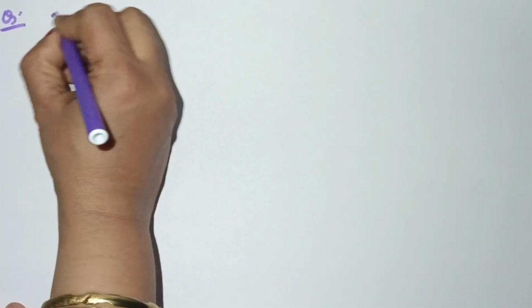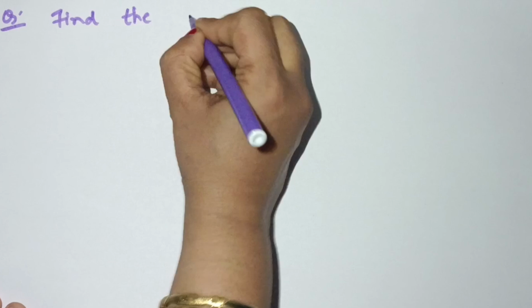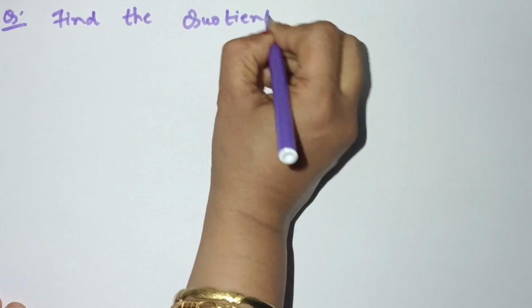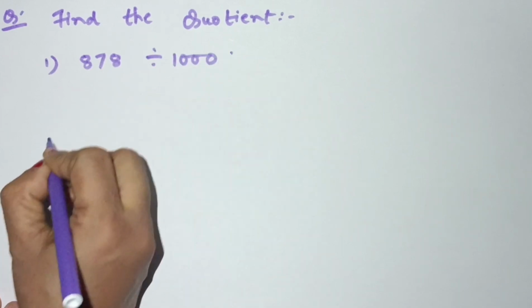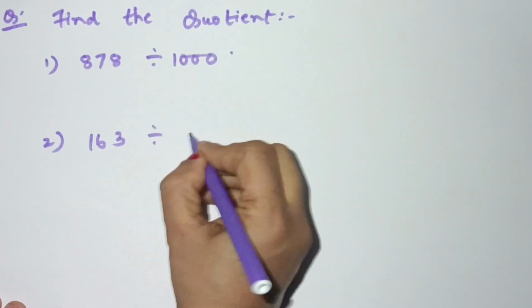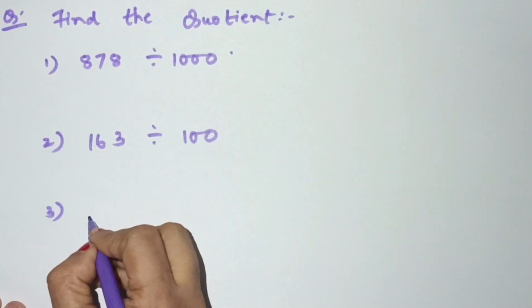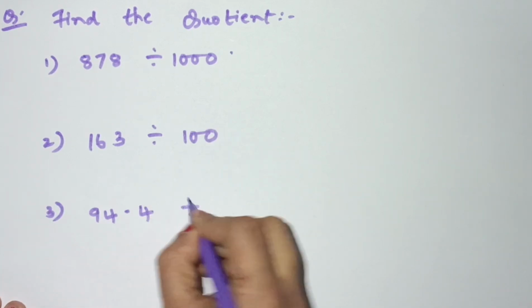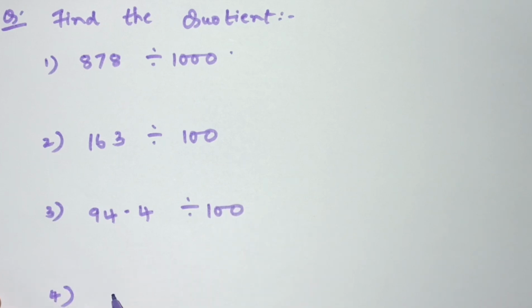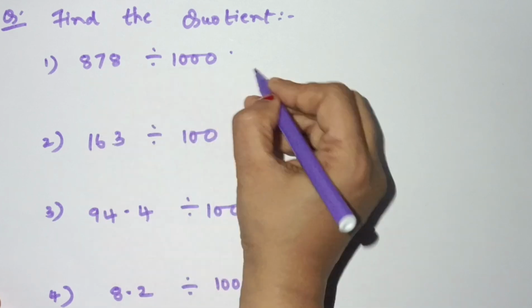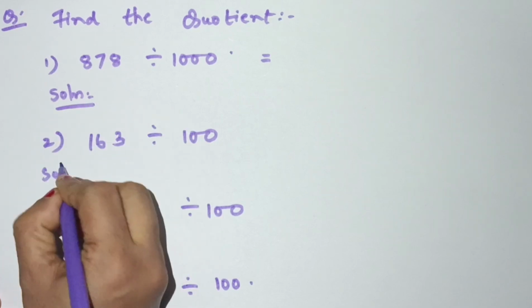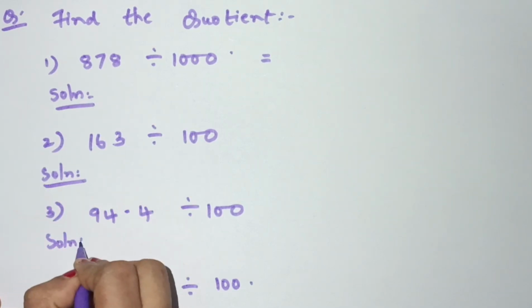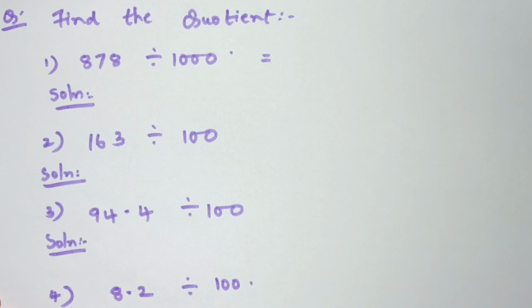The question says again, find the quotient. 878 divided by 1000. Second question is 163 divided by 100. Third one is 94.4 divided by 100. And the last question is 8.2 divided by 100. Let's see how to do it. So here how will I solve? You can write the solution over here. You can solve with steps also, no problem.